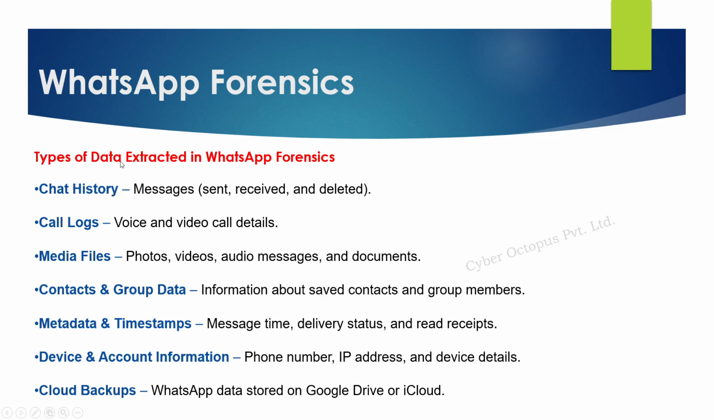The types of data extracted in WhatsApp forensics are basically chat history, call logs, media files, contacts and group data, metadata and timestamps, device and account information, and cloud backups.